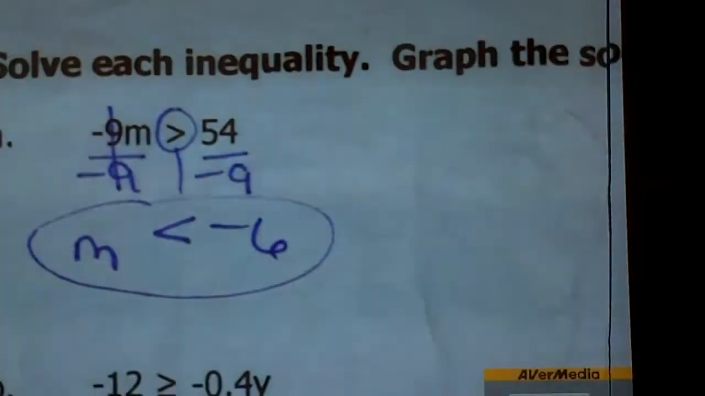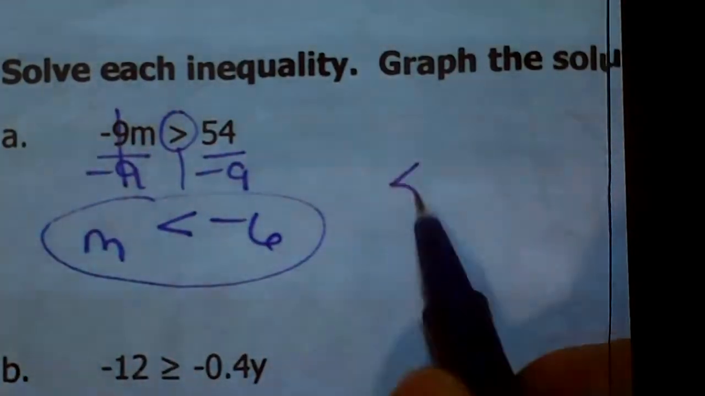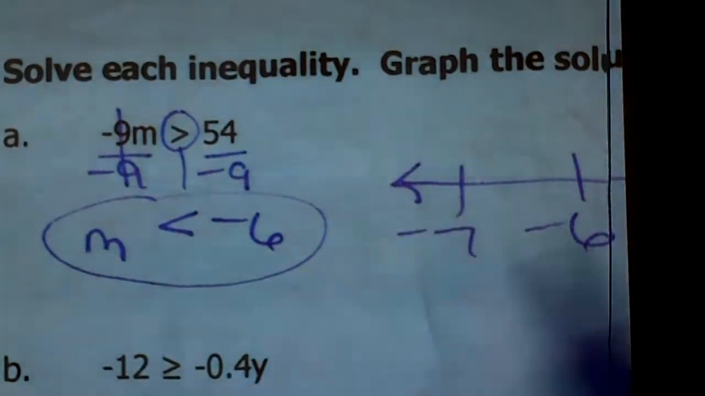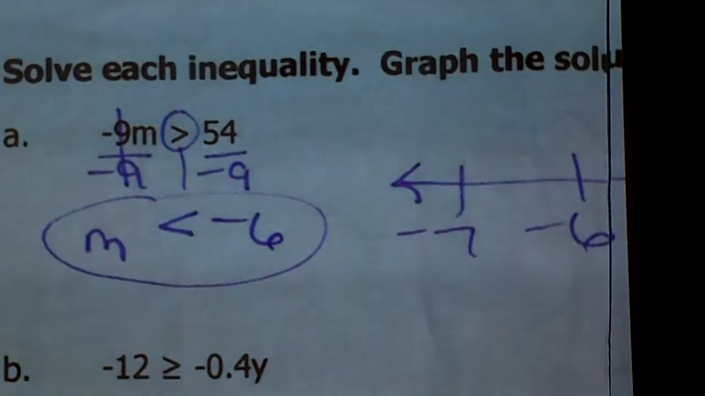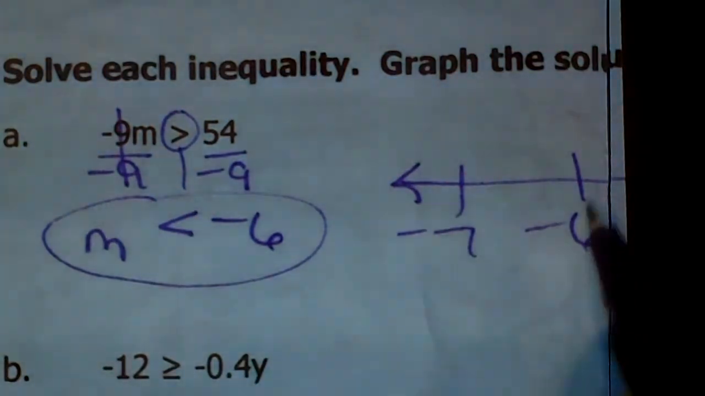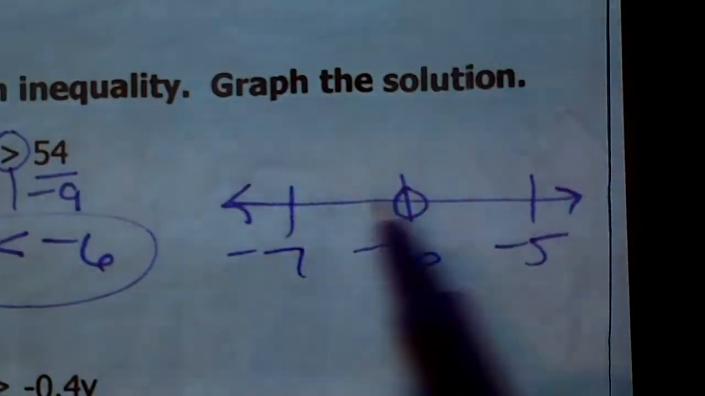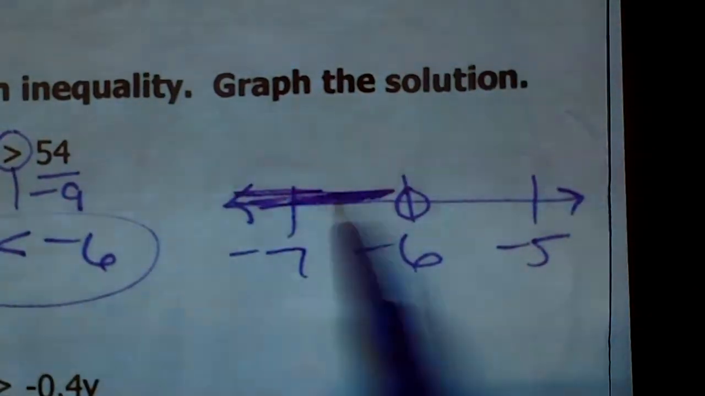To graph this, I'm sure you're getting quite used to it. Maybe you've already started while I was babbling on. I put negative 6 in the middle, then negative 7 to the left, negative 5 to the right. And if m is less than negative 6, I'm going to use an open circle because it can't be negative 6. And less than means shade to the left.